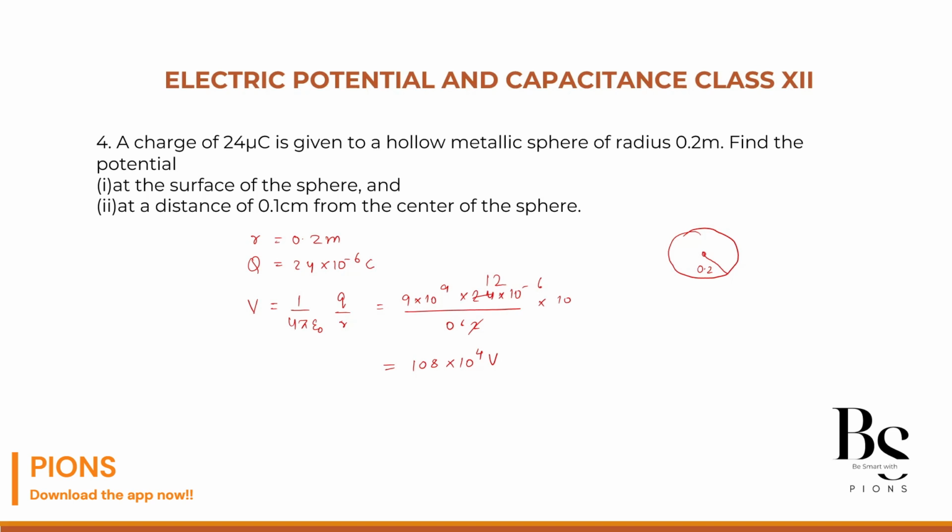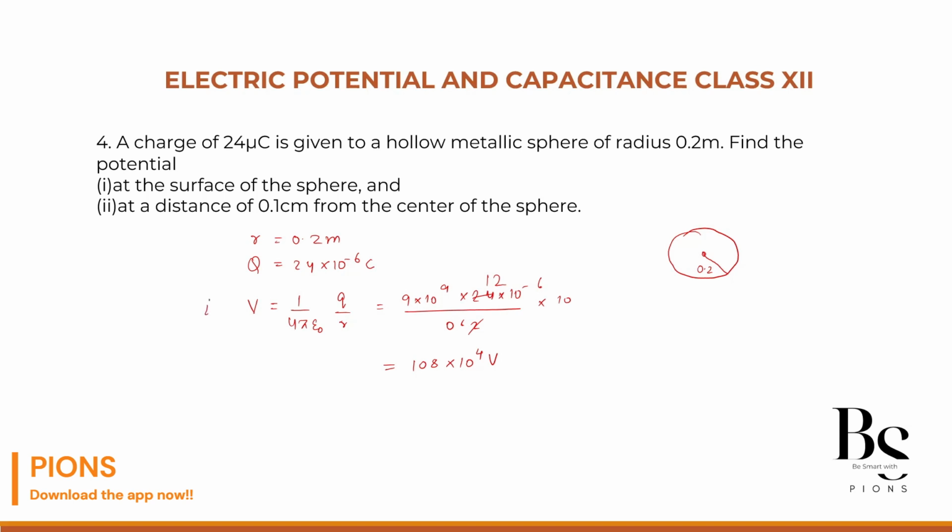So if this length was greater than 0.2 meters, then you would use the formula again, 1 by 4 pi epsilon naught Q by R. As R increases, the potential decreases. But since this point is lying inside the conductor, the property of conductors, very, very important: the potential throughout the volume of the conductor remains the same.